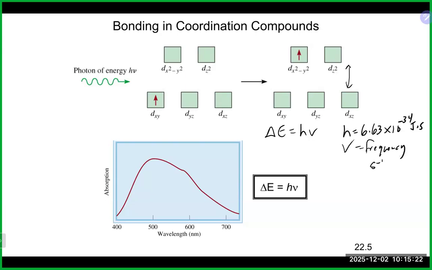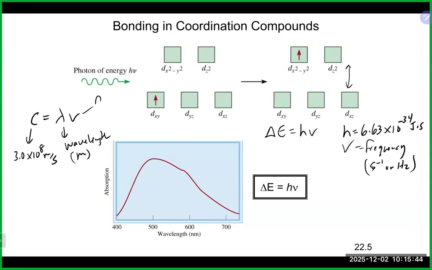Which is usually in reciprocal seconds, are a hertz. Right. And that is based off of also this one here. C is equal to wavelength times the frequency. That is the speed of light, 3 times 10 to the 8 meters per second. Our wavelength in meters. And obviously our frequency here in reciprocal seconds or hertz.